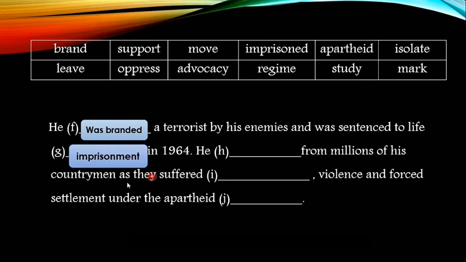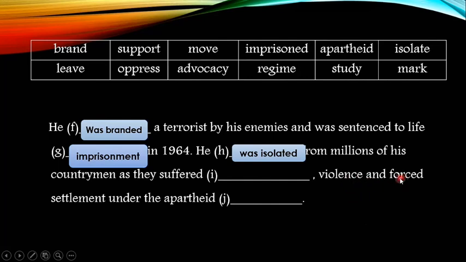He dashed from millions of his countrymen as they suffered dash violence and forced settlement. He dashed from millions of his countrymen. That means as he was imprisoned, he might have gone to isolation. So after the subject, we cannot use isolation. We have to take the word in a verb form. And as he didn't go to isolation by himself, he was dragged to do that, or he was forced to do that. So the verb should be used in passive form. He was isolated from millions of his countrymen as they suffered violence and forced settlement.